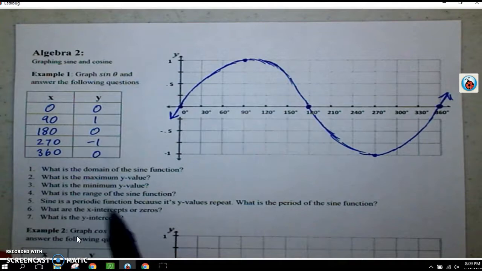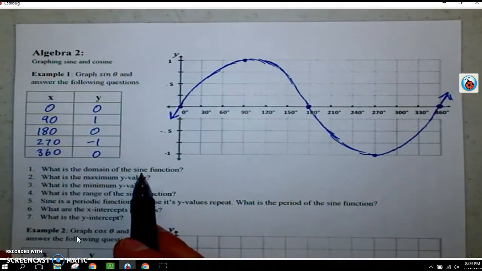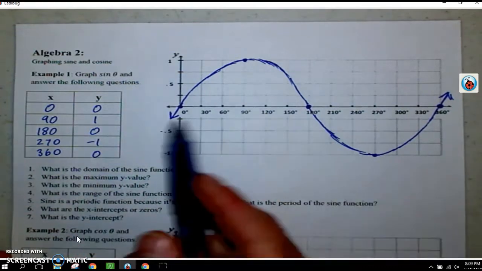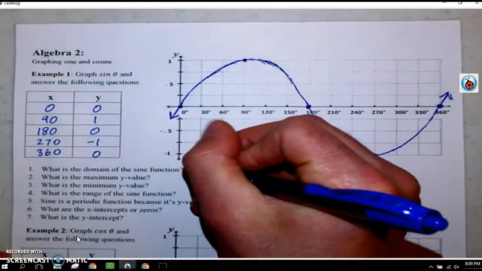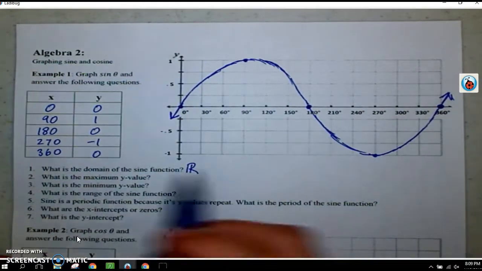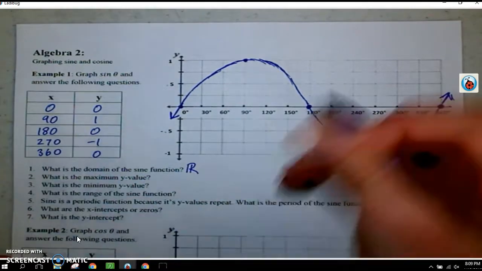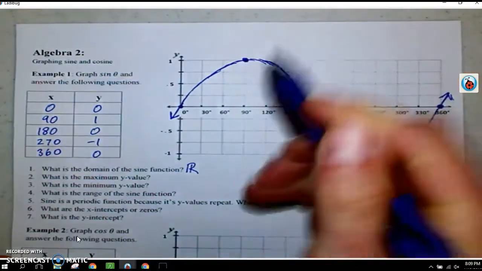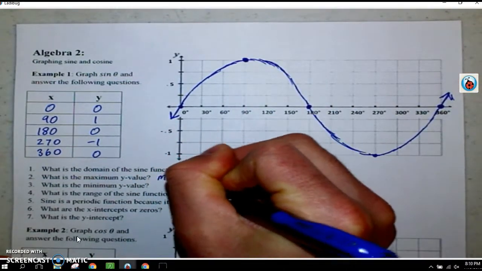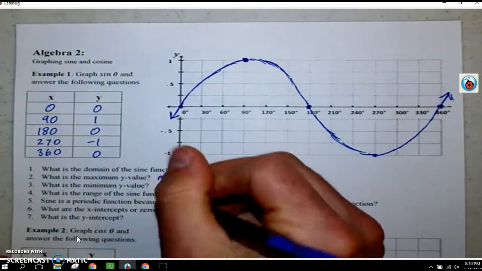Now I'd like to go through all these questions that they have for us. First off, what is the domain of a sine function? Well, domain is our x values. Because this function will go left and right forever, our domain is going to be all real numbers. What is the maximum y value? The maximum y value that we have is going to be +1. And again, this is for our parent function. The minimum value for y will be down to -1.